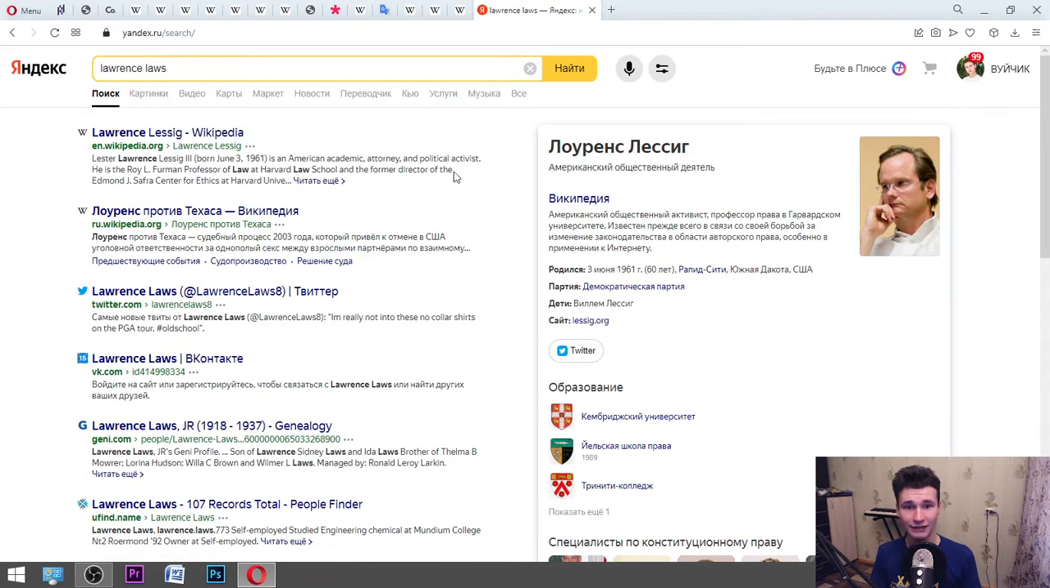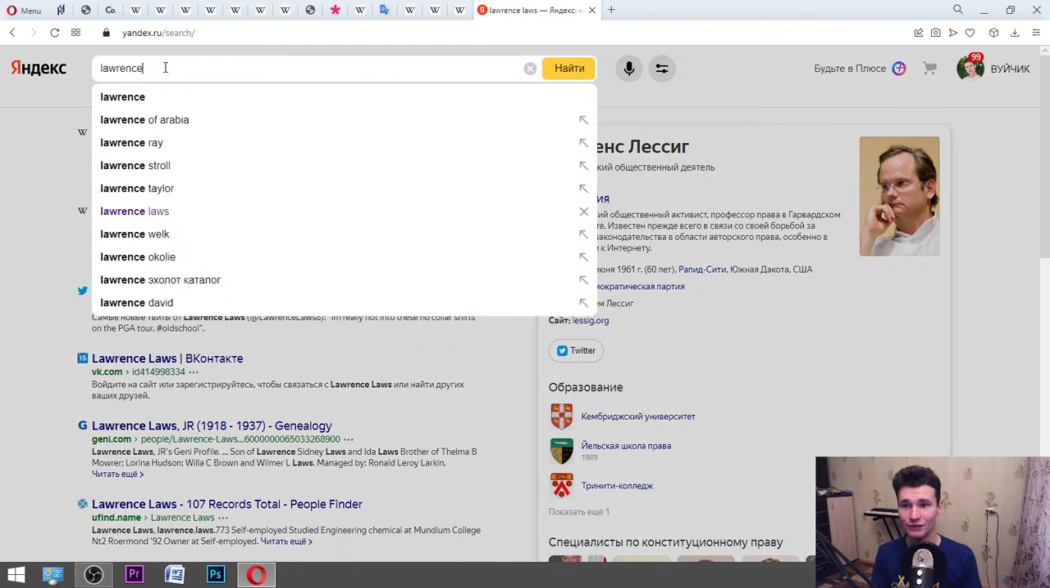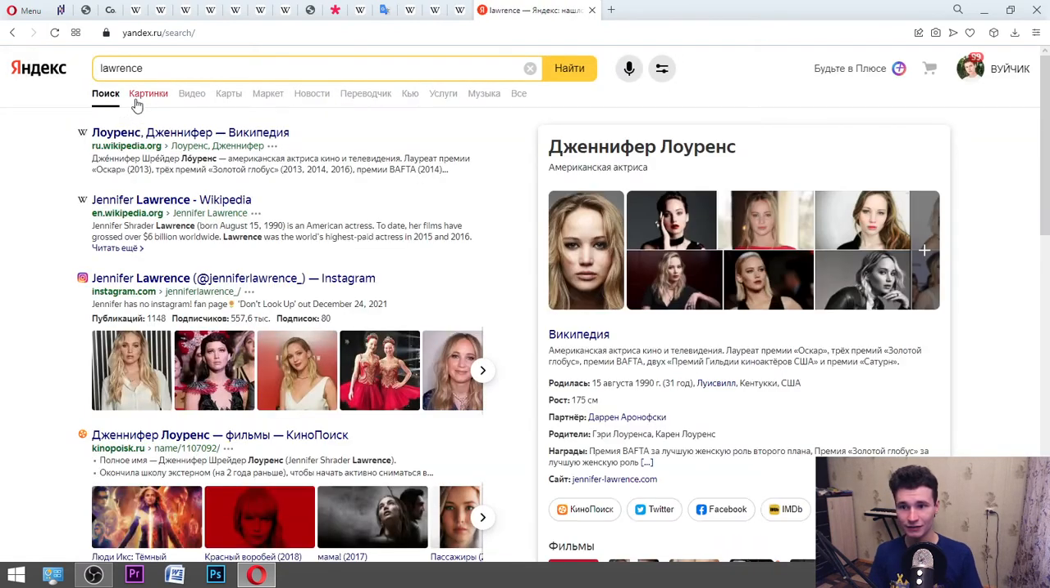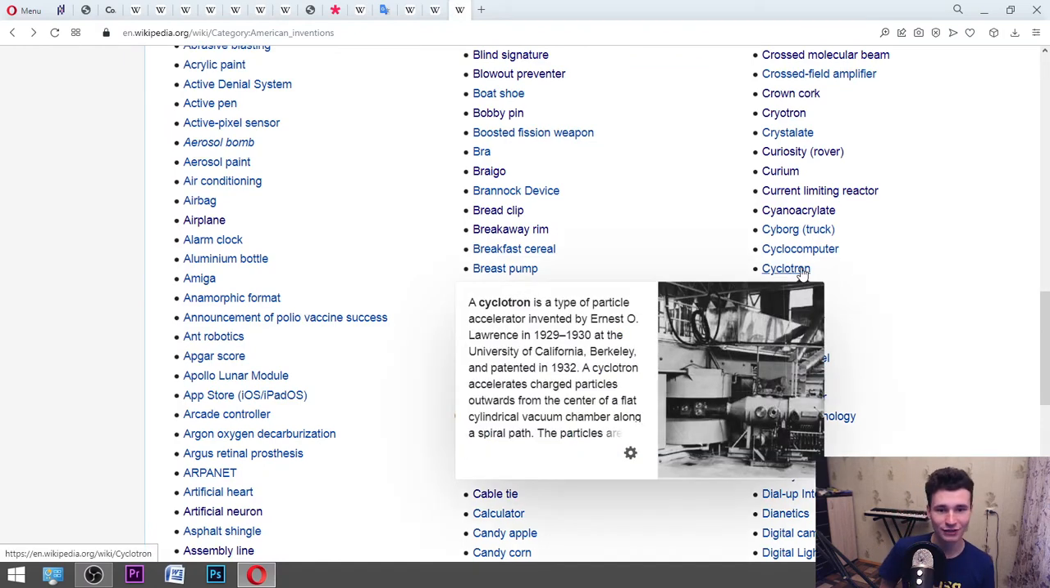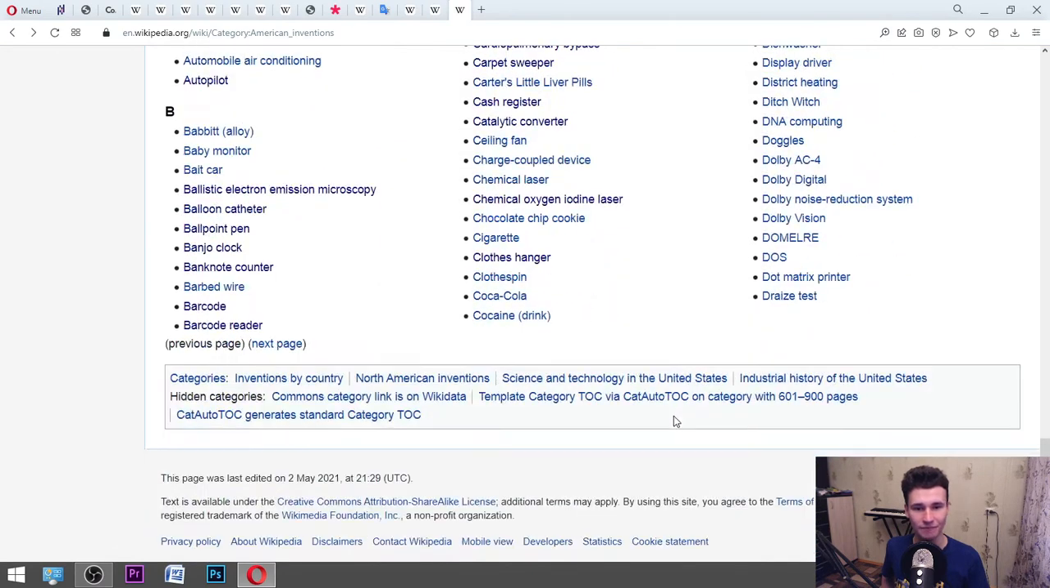Lawrence, ah, it is another way. And Jennifer Lawrence. Okay, we have the Lawrence, need to check this information. And Berkeley again, at the University of California, it is super for radioactive things. At the University of California, Berkeley, in 1929 to 1930, and patented in 1932, a cyclotron accelerates charged particles outwards from the center of a flat cylindrical vacuum chamber along a spiral path.